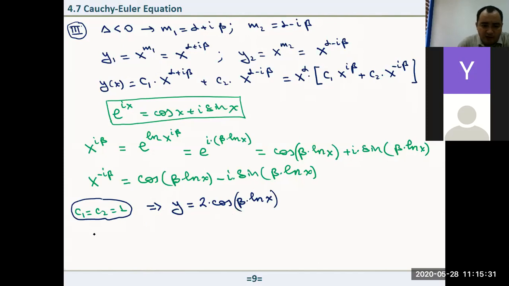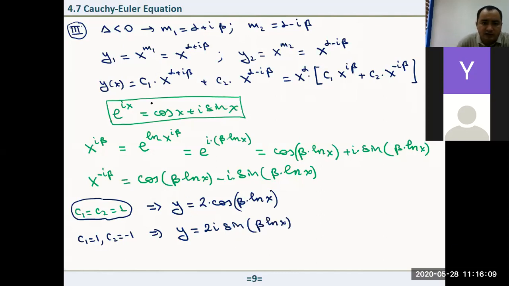Right? And how about if I choose like this? Let's say c1 equals 1, c2 equals negative 1. So what do we have here? In front of this one it will be minus, so the cosines cancel each other. Here it will be plus, so we get another solution here. That is 2i sine of beta natural logarithm of x.